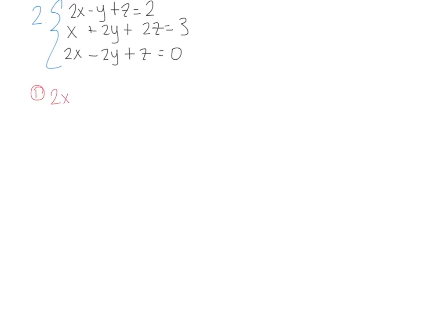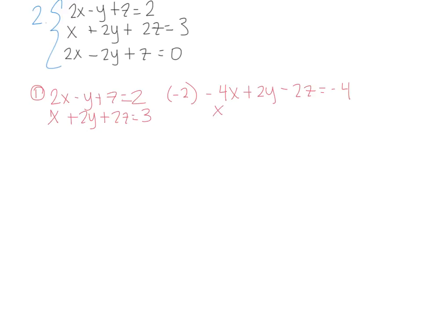I have 2x minus y plus z equals 2. And then I have x plus 2y plus 2z equals 3. Now, I need my z's to cancel. So in order for that to happen, I'm going to multiply the top equation by negative 2. So that's going to give me negative 4x plus 2y minus 2z equals negative 4.